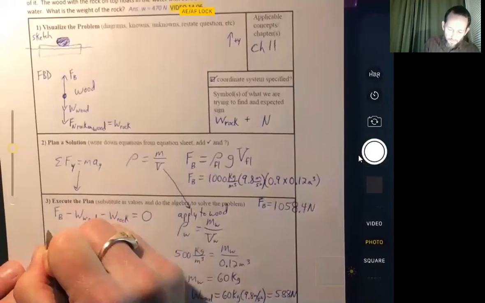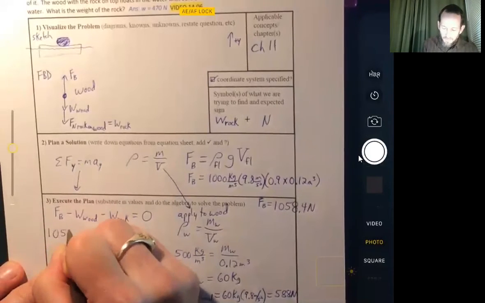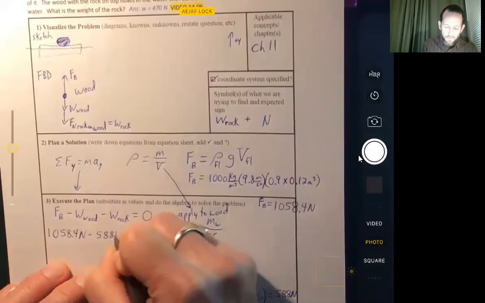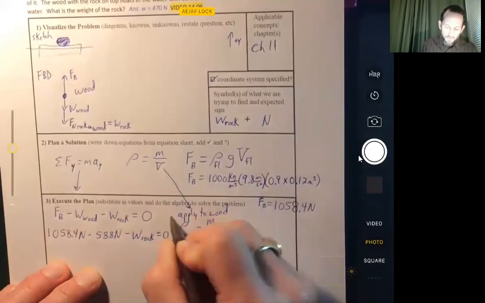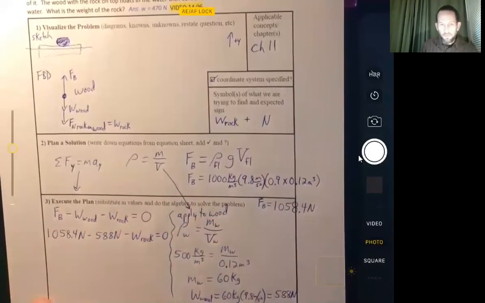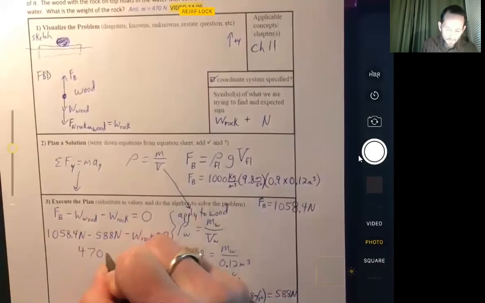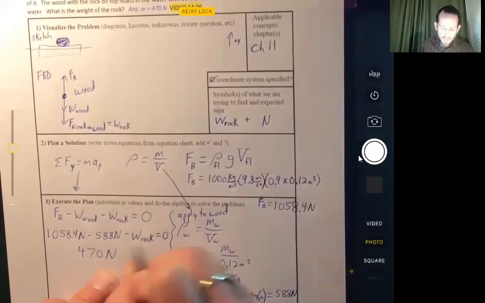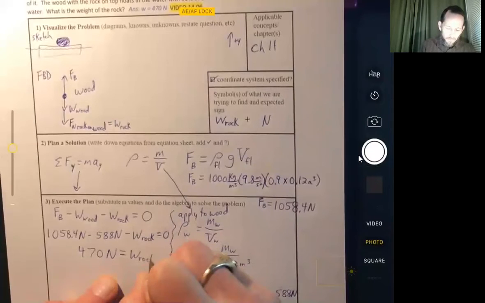All right, so now we can fill these values in. 1,058.4 newtons minus 588 newtons minus the weight of the rock equals 0. So now we can solve. We get 470.4 newtons, but I'll just round it to 470. I'm adding W rock to both sides, and we have our answer.